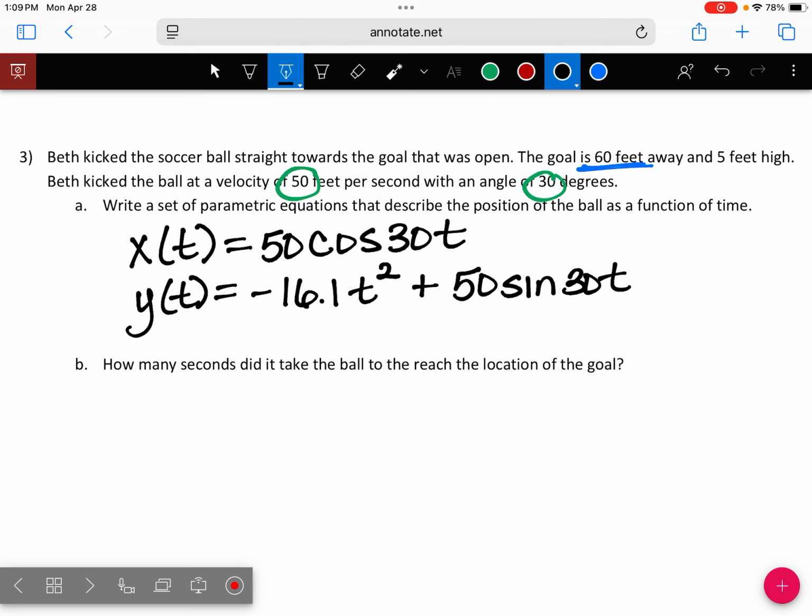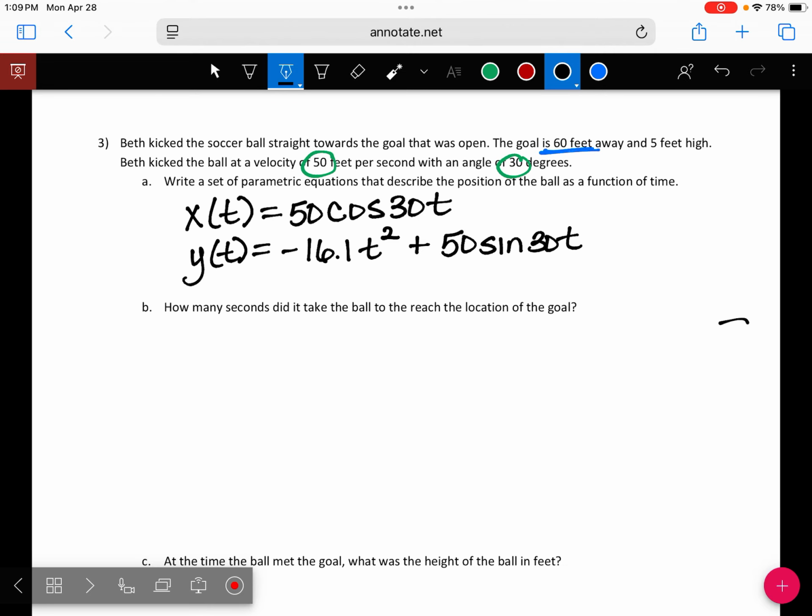So what we need to know is how long is it going to take for it to hit the net. So if this is my net and this is the ball, the kick, I need to figure out how long it's going to take for it to travel this distance, which is 60 feet. Well, because I know it's 60 feet, I can take the x parameter and set that equal to 60.